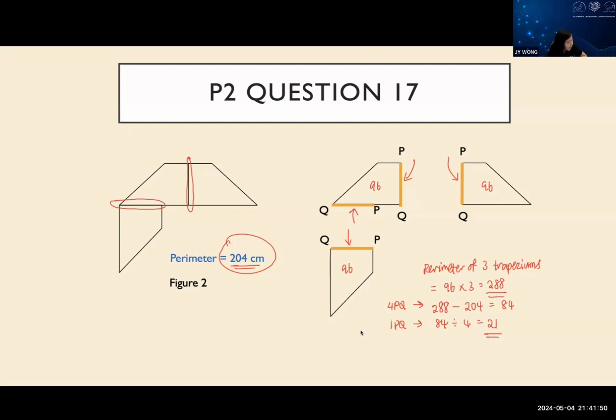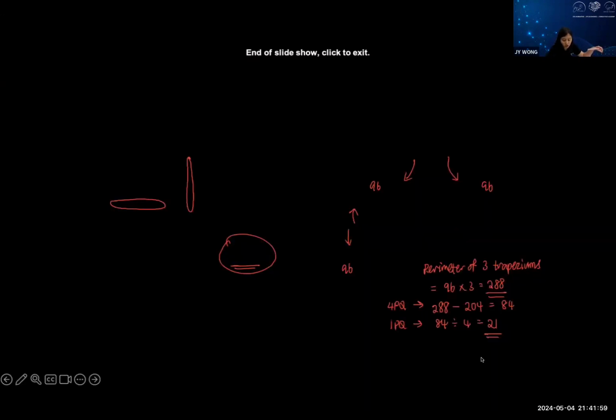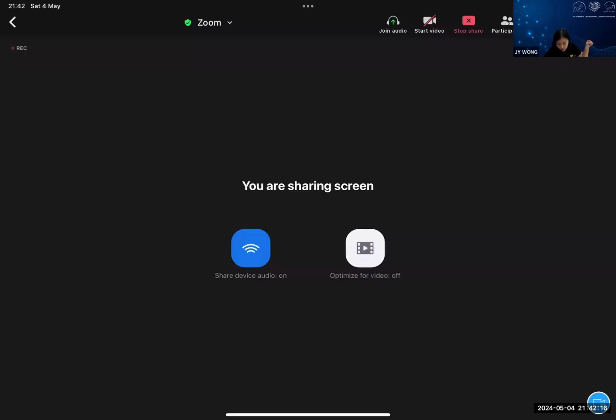You are supposed to find the next shape. What is the next shape? They have combined 4 trapeziums. Okay, let me share back the screen. They have combined 4 trapeziums for you to find out the length. They want you to find the length of RS. So let's see.